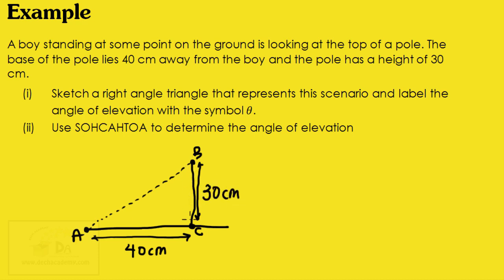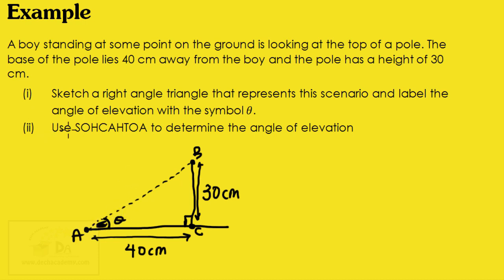And of course, the pole is vertical, so the angle formed between the pole and the horizontal ground is a right angle. And the question also says label the angle of elevation with the symbol theta. Clearly the angle of elevation is this angle here because the boy is here and he's looking upward. So imagine he was looking straight ahead. He has to rotate his head by an angle equal to this angle of elevation to be looking upwards at the top of the pole. So here we have the angle of elevation. I'm going to label it with the symbol theta.